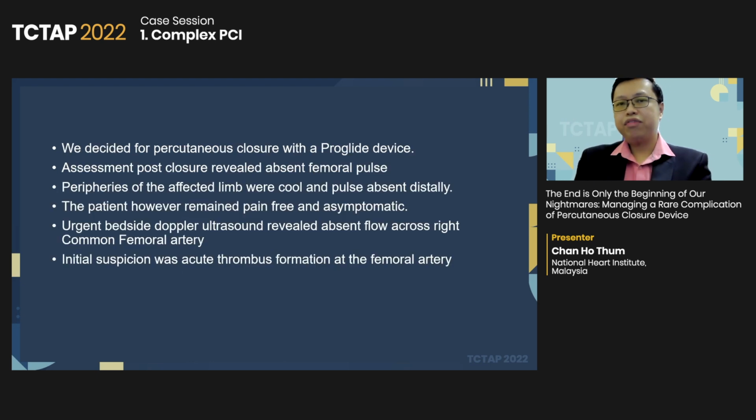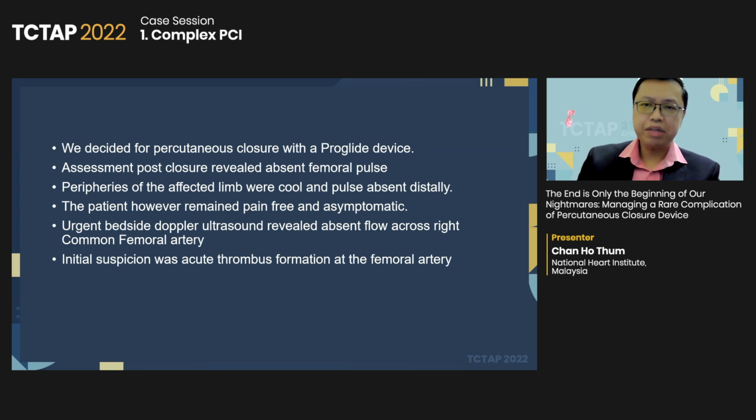So we decided on percutaneous closure with a ProGlide device. The closure procedure was quite smooth sailing. There was no resistance whatsoever, and no significant bleeding. However, post-closure, we assessed the pulse and found an absent femoral pulse on the right side. The affected peripheries were a bit cooler and the pulse was absent distally. However, fortunately, the patient remained pain-free and asymptomatic.